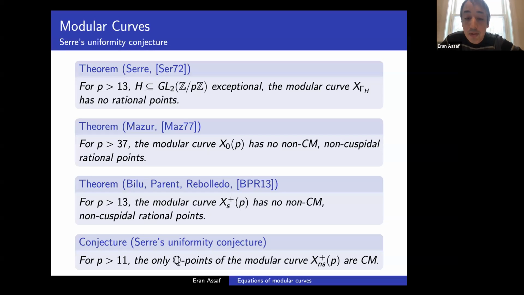So Serre's uniformity conjecture is reduced to saying that the only rational points of the modular curve corresponding to the normalizer of the non-split Cartan are the points with complex multiplication. The only elliptic curves that have their image inside the normalizer of a non-split Cartan are elliptic curves with complex multiplication.